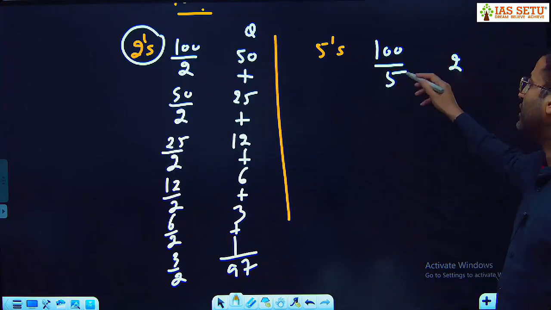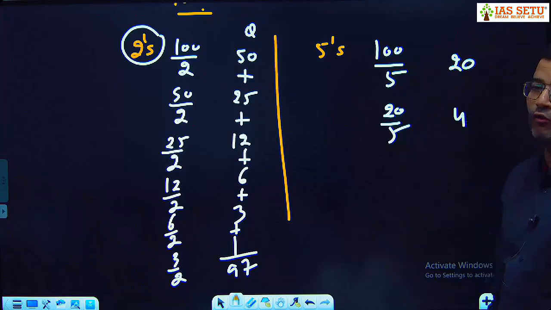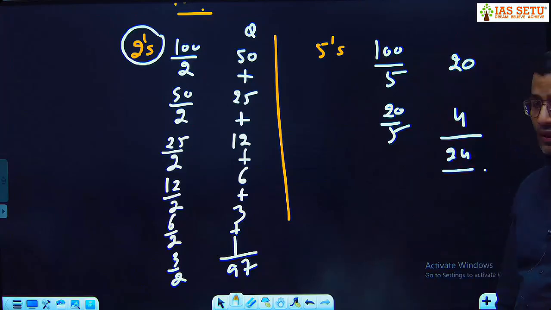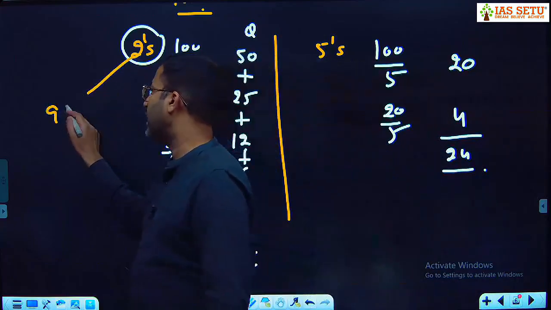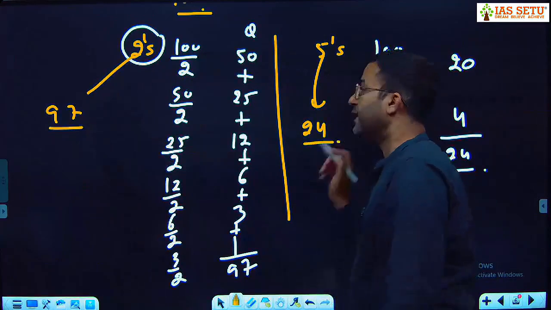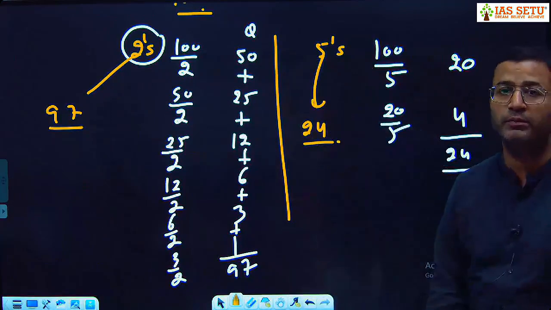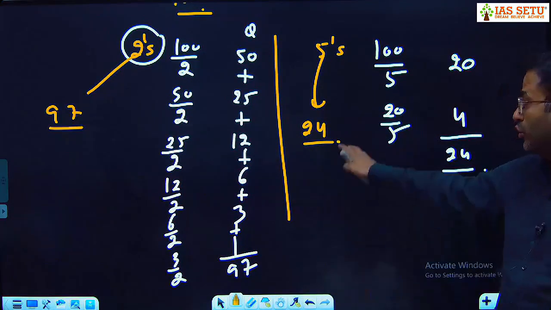100 divided by 5, 20. 20 divided by 5, 4. 4 divided by 5, quotient 0. So here how many 5s are there? 24. So here how many 2s are there? 97. How many 5s are there? 24. Tell me, lesser number will decide. So how many 0 will be there in the last in 100 factorial? 24. So your answer is 24.